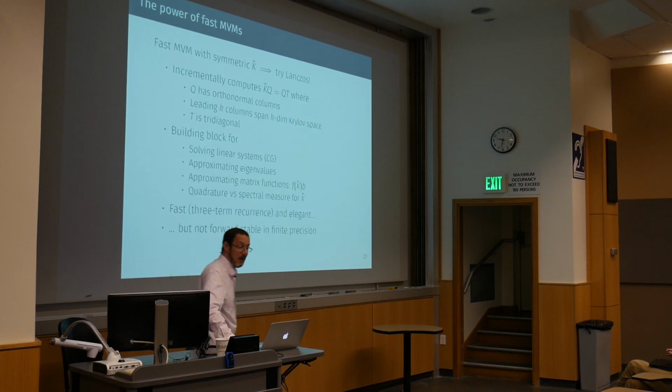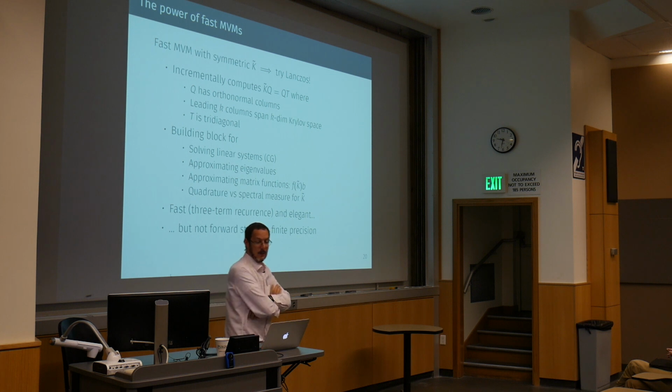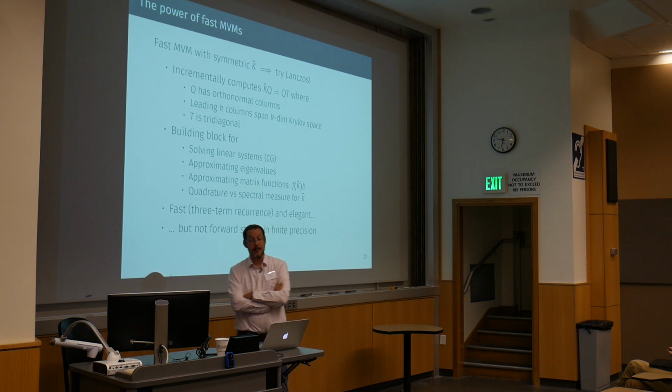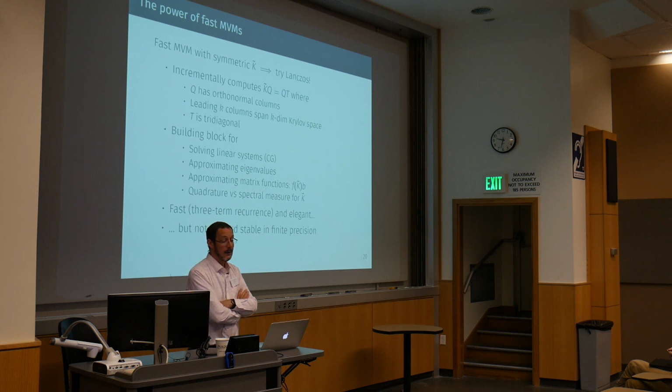Okay, so this gives you a fast matrix vector multiply with a symmetric approximation to your kernel matrix. You don't ever have to form the matrix in memory, right? So typically you would form W, but you wouldn't form K_UU. So what can we do with this in order to solve our systems?